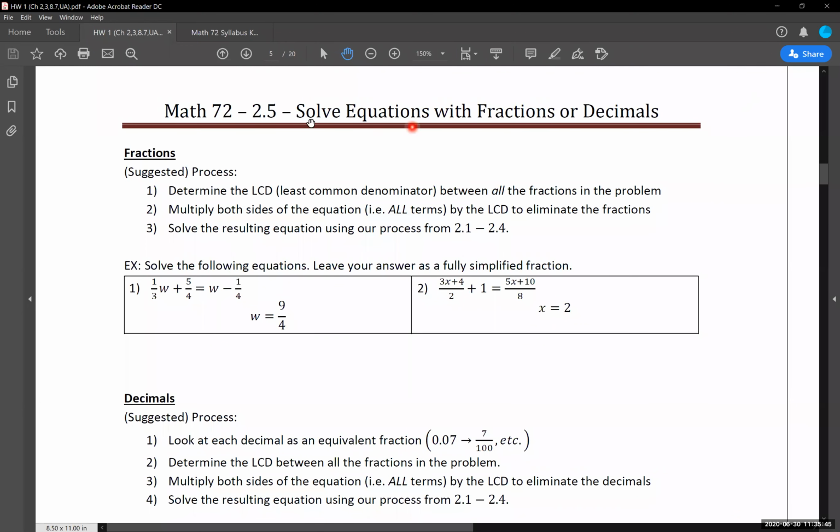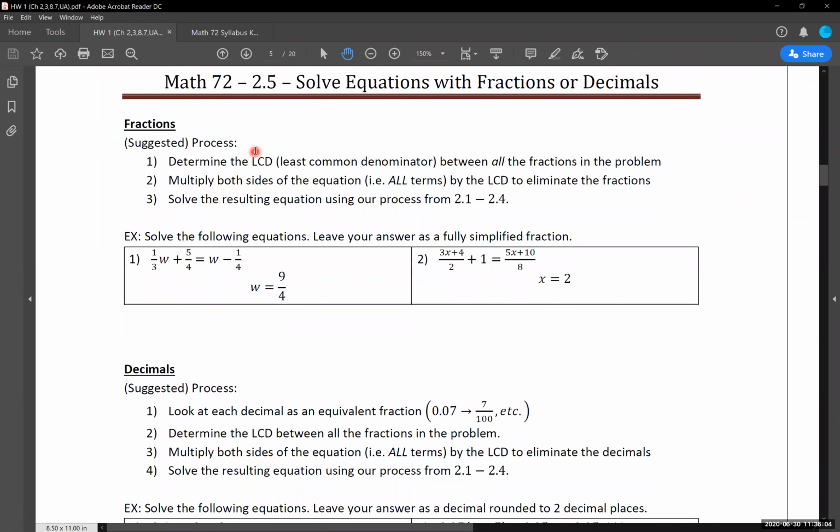Okay, so now we're looking at section 2.5. We're working with solving equations, so the same thing that we were just doing before this, but we're working with fractions or decimals. So this is a hint or a recommendation or a trick, quote unquote, if you want to think of it that way, of how you can deal with fractions and decimals showing up in these types of equations.